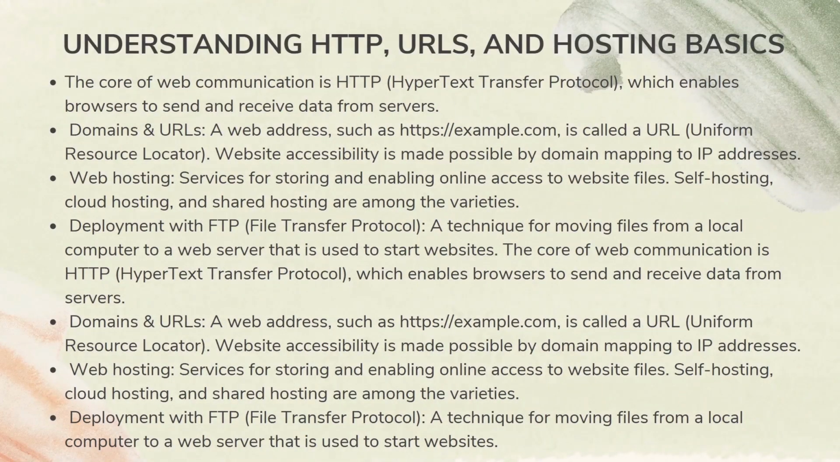Now, understanding HTTP, URLs, and hosting basics. The core of web communication is HTTP, which is Hypertext Transfer Protocol, which enables the browser to send and receive data from servers. Domains and URLs: a web address such as https://example.com, or maybe even google.com, is called a URL, which is Uniform Resource Locator. Website accessibility is made possible by domain mapping to IP addresses.